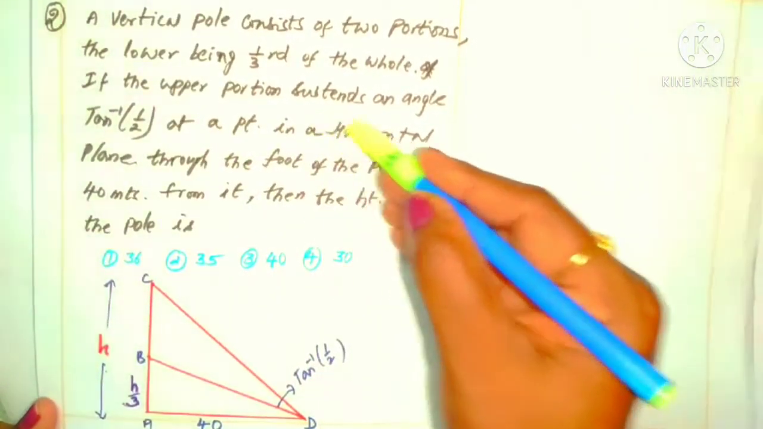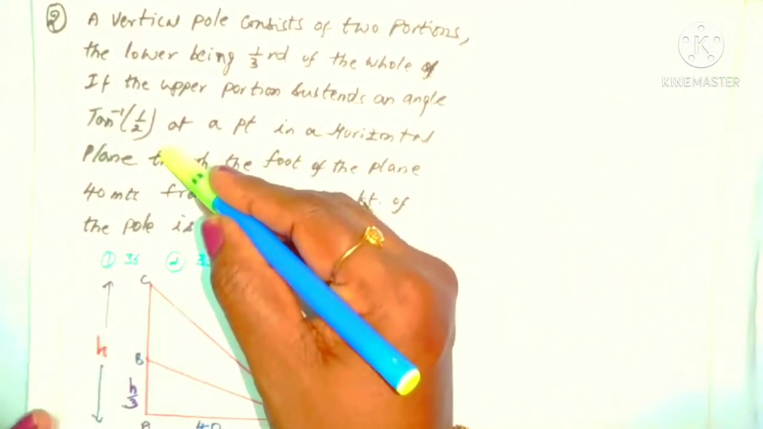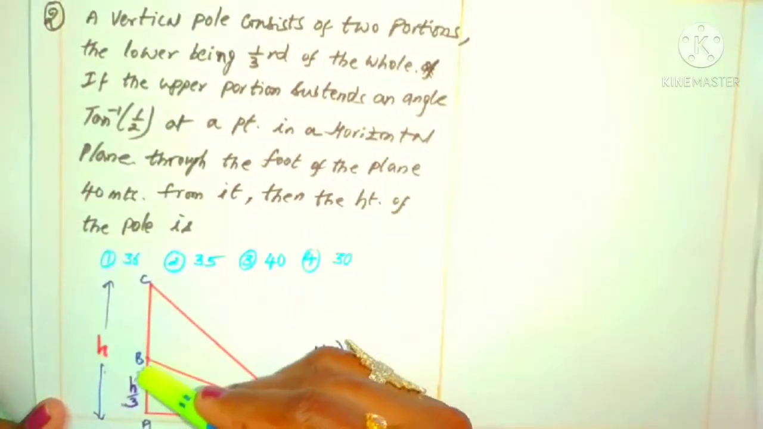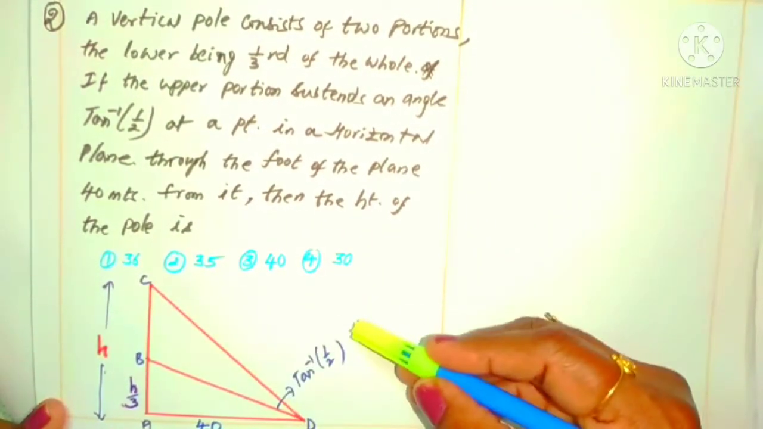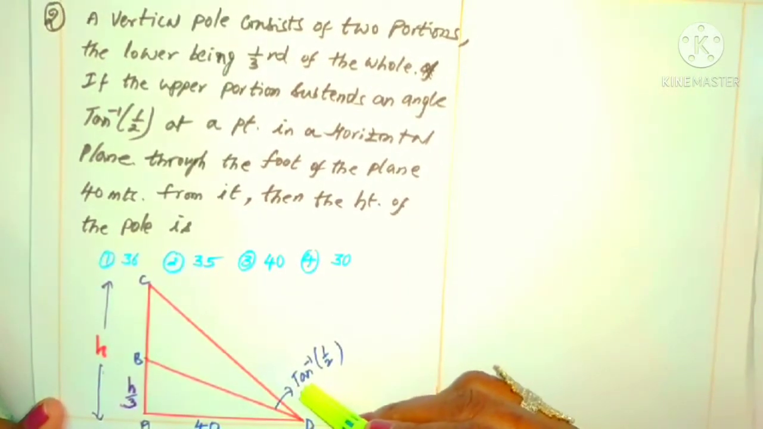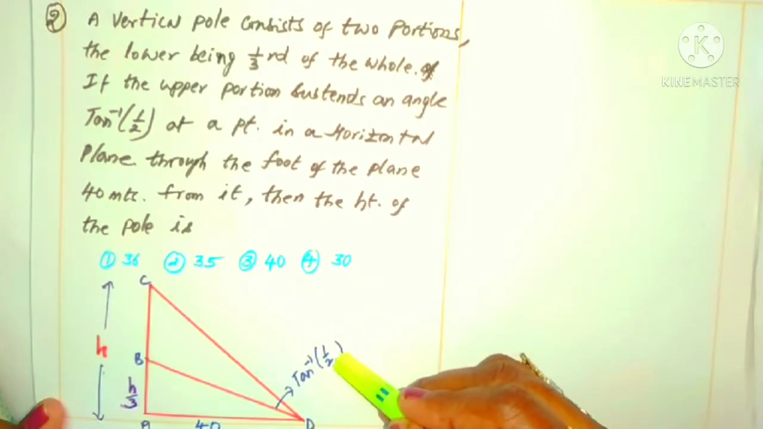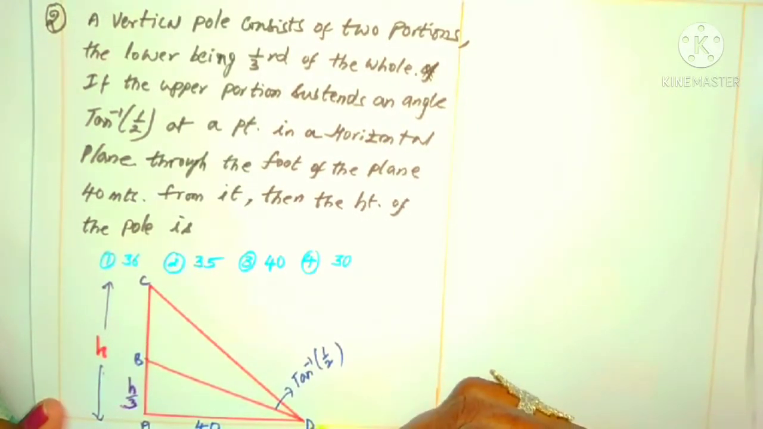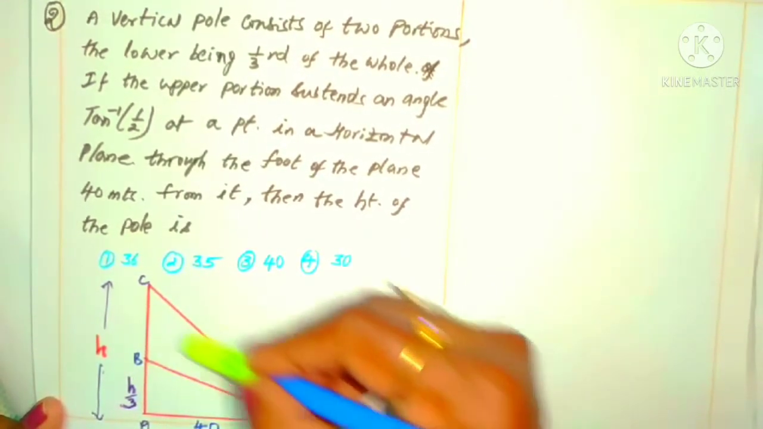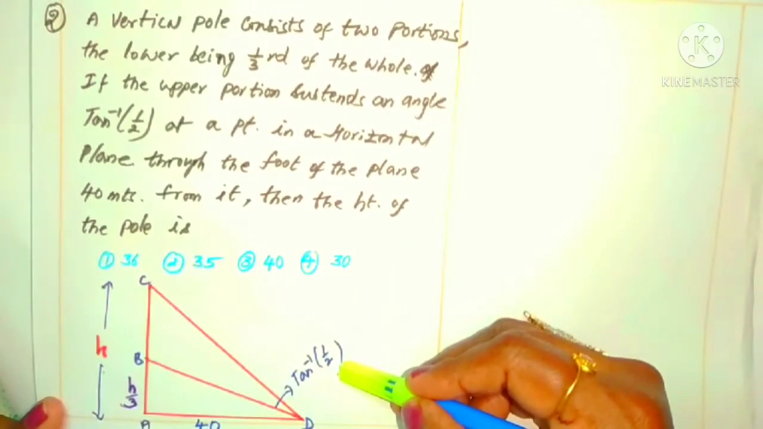If the upper portion subtends an angle tan inverse 1 by 2 at a point in a horizontal plane. Upper portion means BC. Subtends an angle means makes an angle. How much? Yes, tan inverse 1 by 2 at a point D I have taken on the ground, on the plane. Which means angle BDC is given as tan inverse 1 by 2.